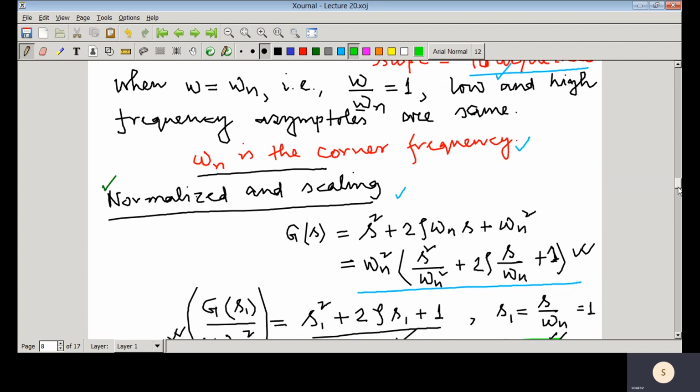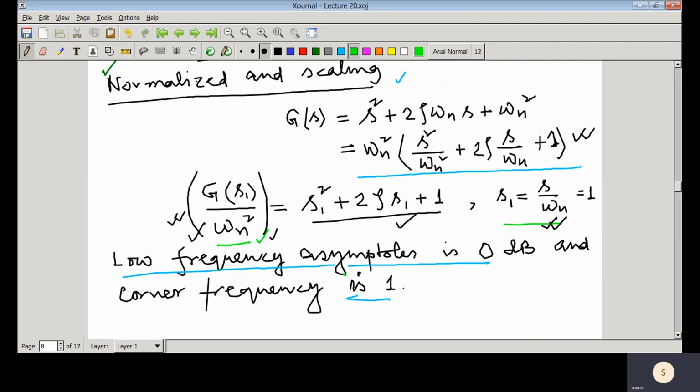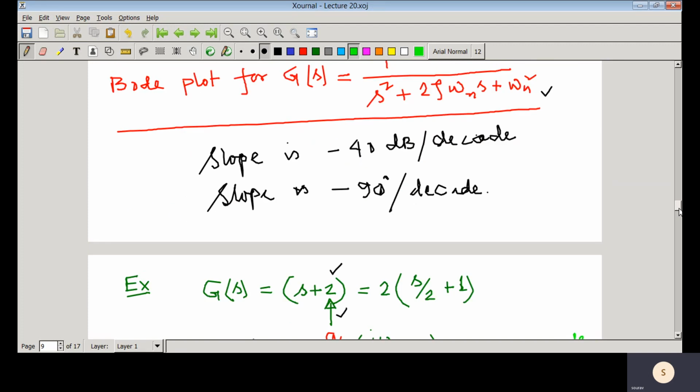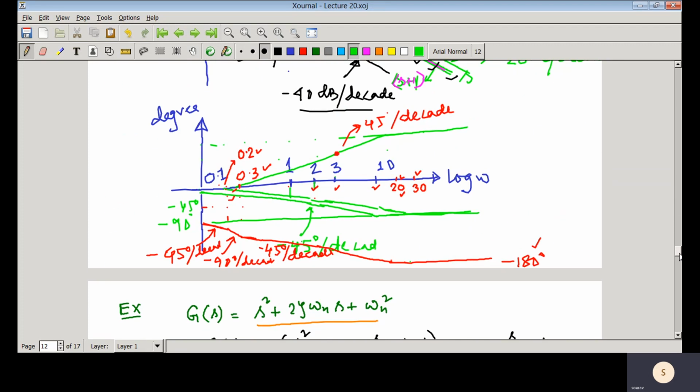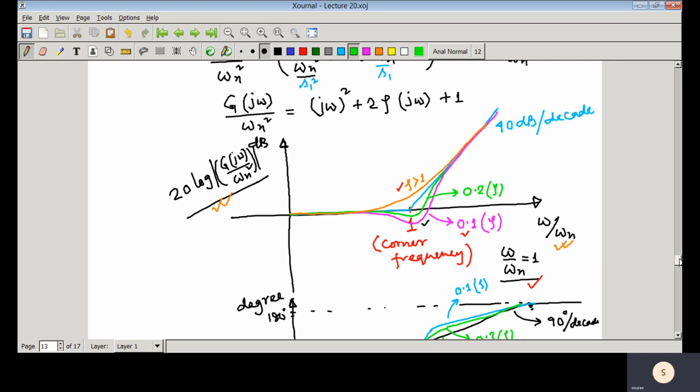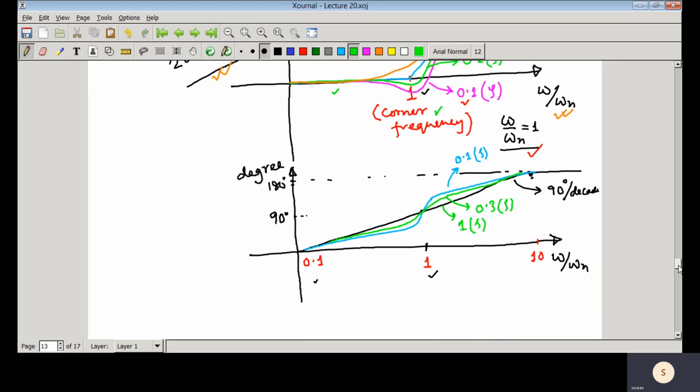But if you take it in normalized form, then we can see that the low asymptote is 0 and the corner frequency is 1. So we have considered here the normalized form, so the corner frequency is 1, and below that corner frequency it is approximately equal to 0, and its slope is 40 dB per decade. And here for the phase, that slope is 90 degrees per decade.